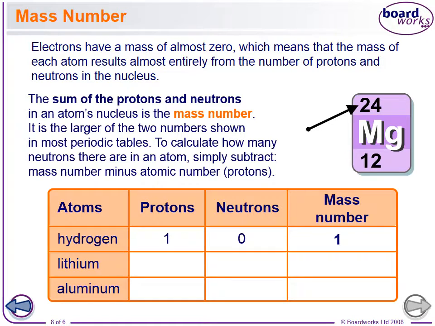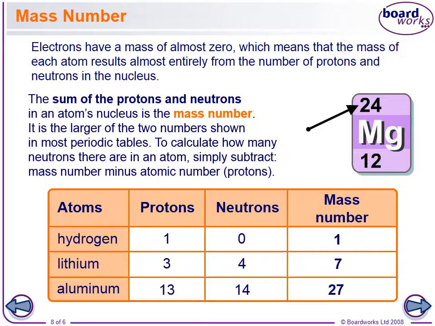So hydrogen has 1 proton. It doesn't have any neutrons, therefore the mass is 1. Lithium has 3 protons, 4 neutrons. You add those up, therefore the mass number is 7. And we're rounding up. Lithium really has like 6.99, we're rounding up to 7.